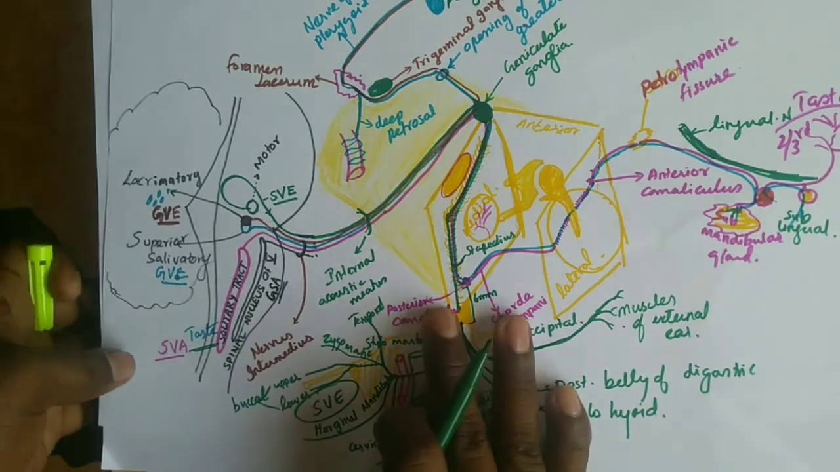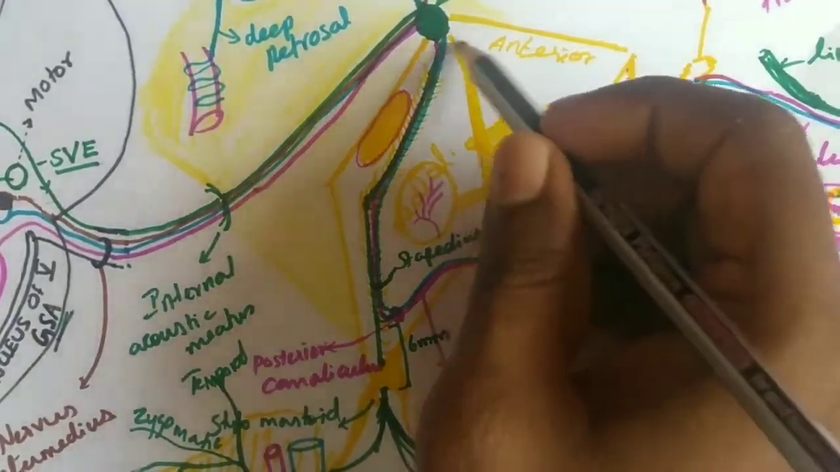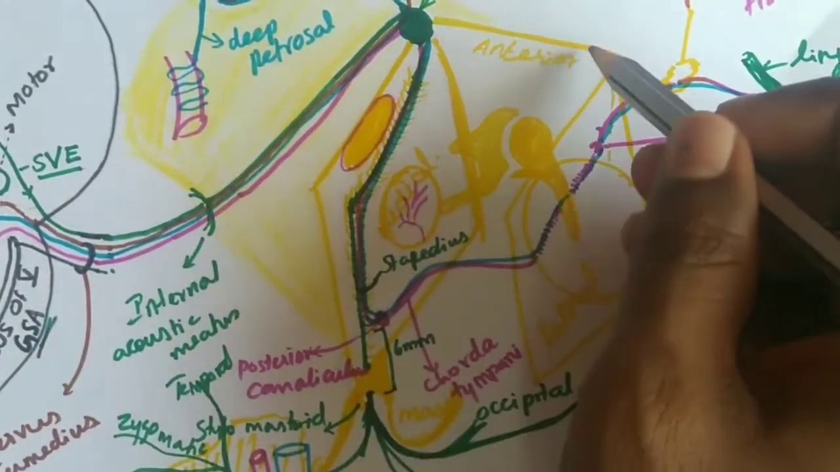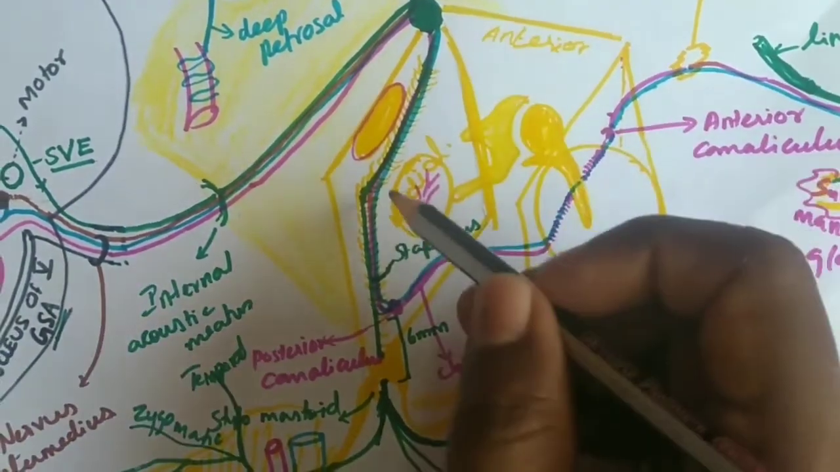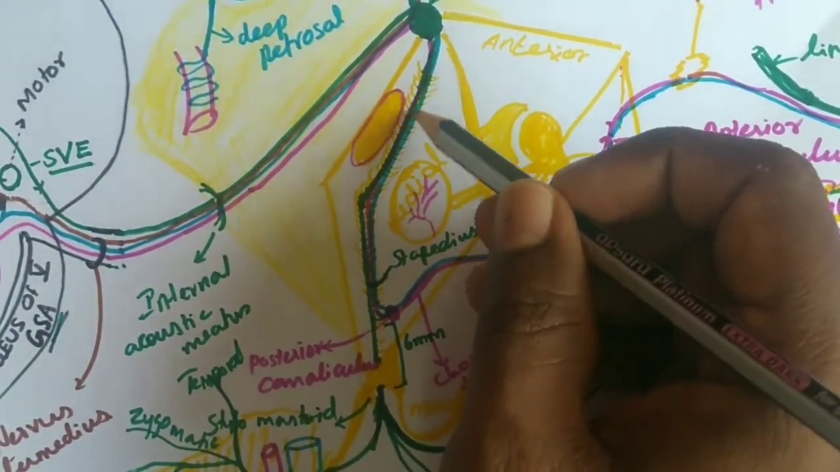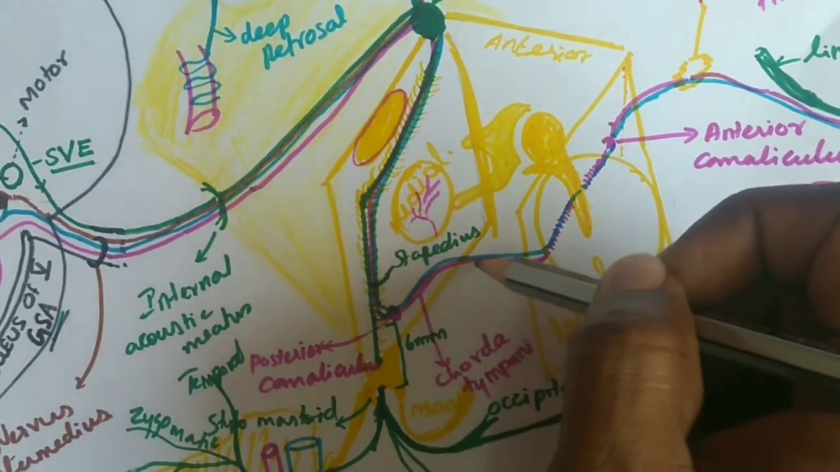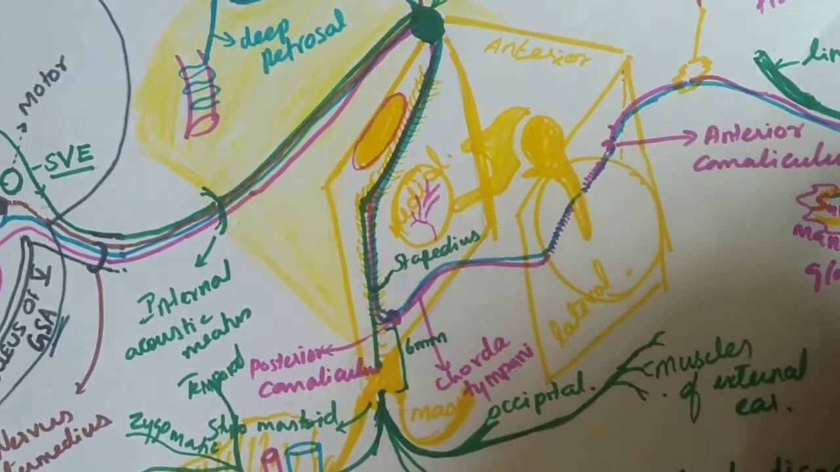Next we'll study about the applied importance. In any injury or any disease which is related to the middle ear, such as otitis media, it can cause erosion of the nerve, which will cause damage to the facial nerve which is running through the middle ear. When there is damage to the facial nerve, it can cause altered taste sensation.